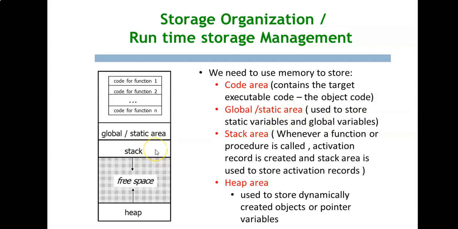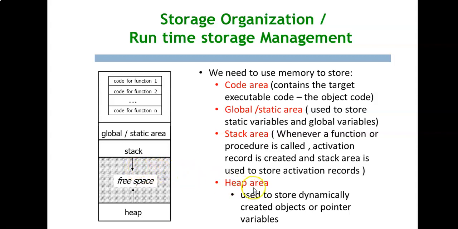The stack area is where the activation records are stored. Whenever a function or procedure is called in our program, a new activation record is created, and this activation record will be loaded in the stack. The stack area is usually used to store the activation records. This stack area is not static. It will be growing from bottom to top. Usually, the stack top will be pointing to the top of the stack.